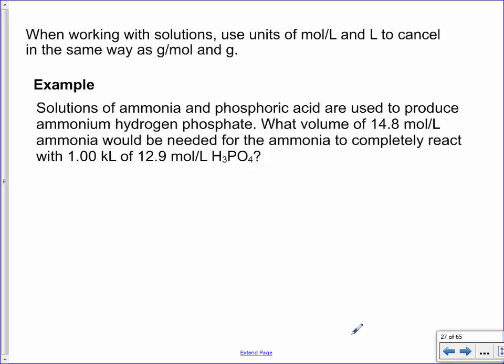Try the pencil first. Ammonia and phosphoric acid are used to produce ammonium hydrogen phosphate. What volume of 14 liter ammonia will be needed for the ammonia to completely react with 100 kiloliters of 12.9 moles per liter of H3PO4? So, let's start breaking that down.